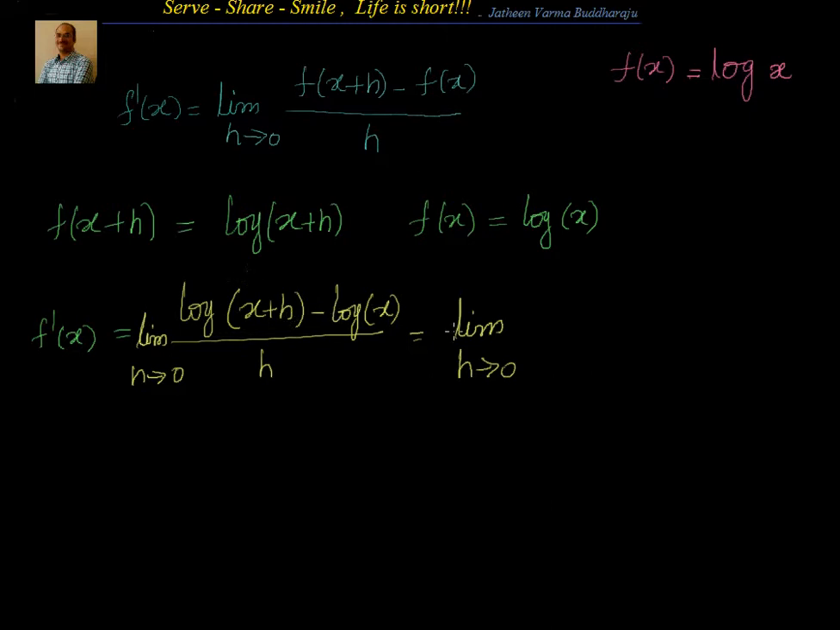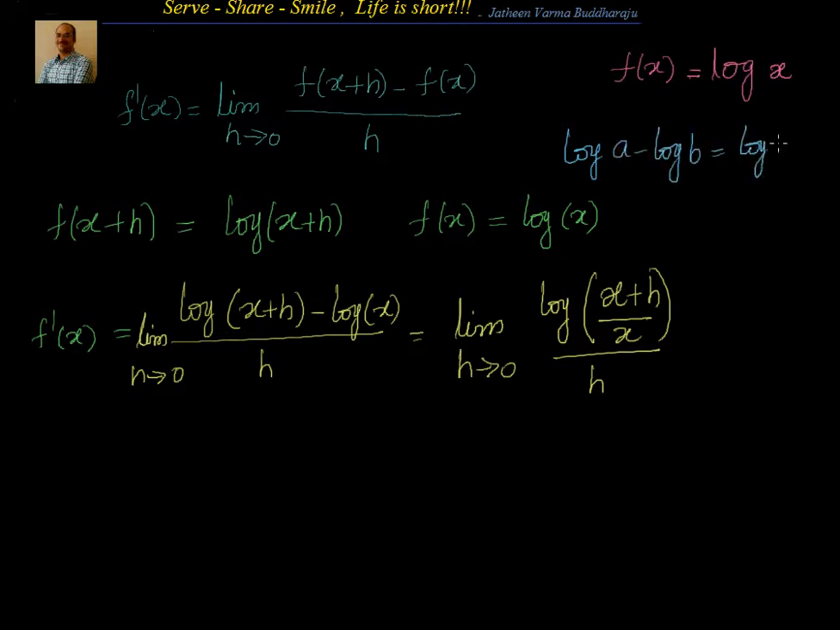This is in the form of log of a minus log of b. So I can write it as log of a by b, one of the rules of logarithms. So I can write it as log of x plus h by x divided by h. Which formula have we used? Log of a minus log of b equal to log of a by b. So that's equal to limit as h tends to 0 of logarithm of 1 plus h by x divided by h.